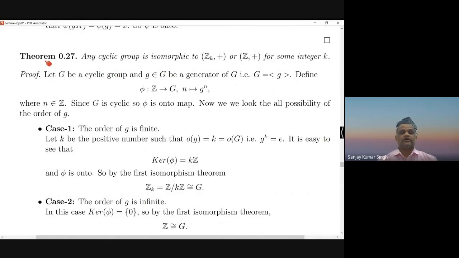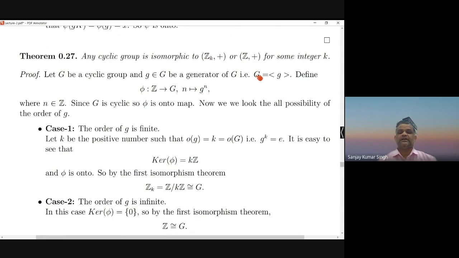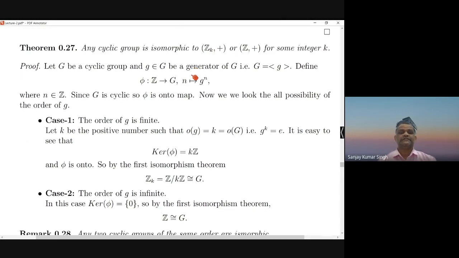So this is basically a corollary of this theorem. It says that any cyclic group is isomorphic to either Zk or Z. Zk we have seen 2-3 times today, and Z is again our usual set of integers. So these are the only two cyclic groups that exist. Basically the theorem is saying that there are only two types of cyclic groups: one is Z and another one is Zk. So how to prove this?